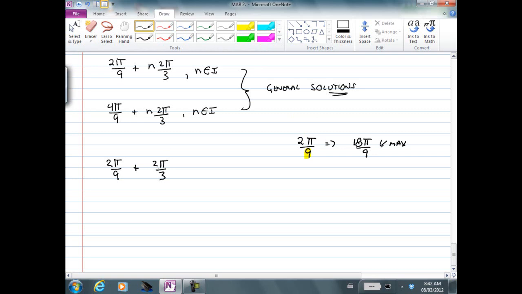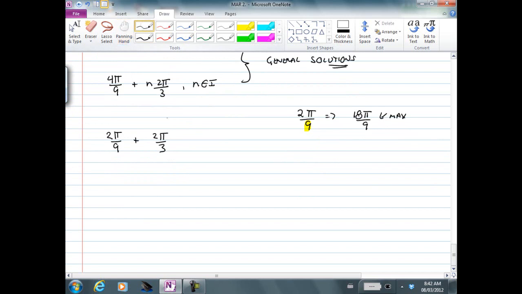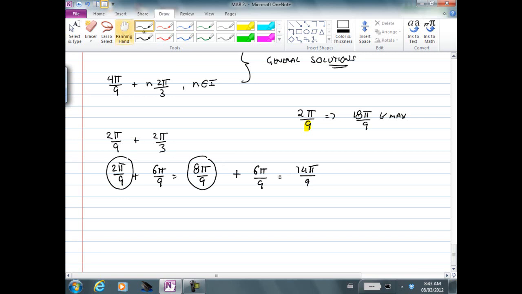So now we keep adding. Make sure you have a common denominator. So that becomes 2 pi by 9 plus 6 pi by 9, 8 pi by 9. Voila. So we know this works. We're going to add in another 6 pi by 9. It gives you 14 pi by 9. This works. If I added another 6 pi by 9, it goes outside of range, so it doesn't work. So here are my first three.